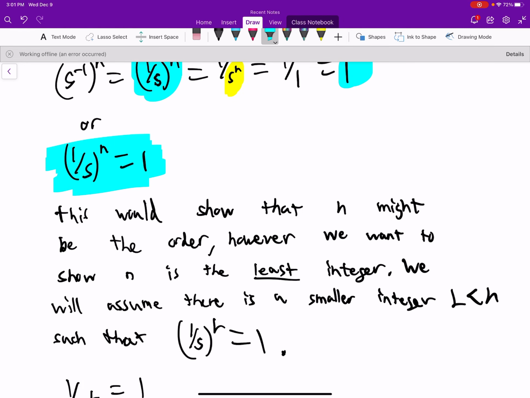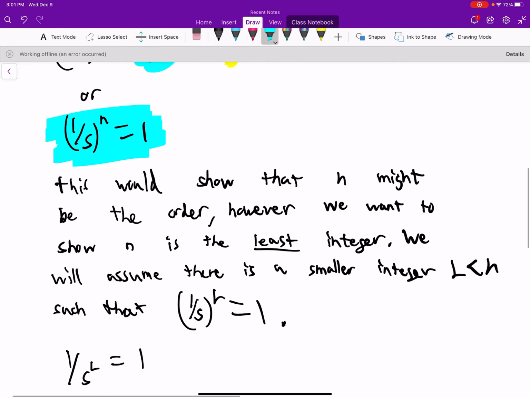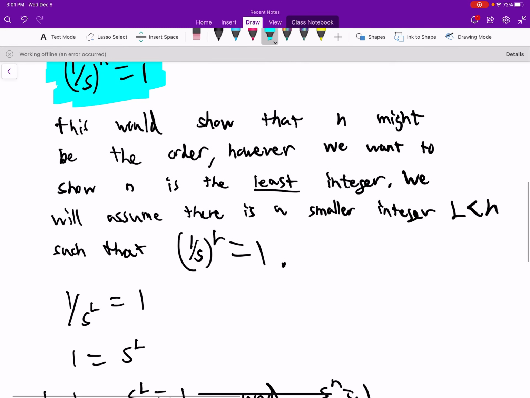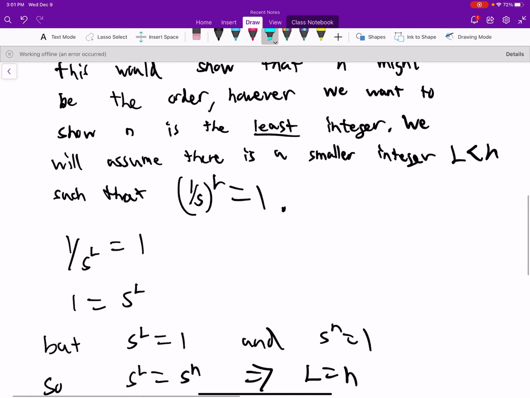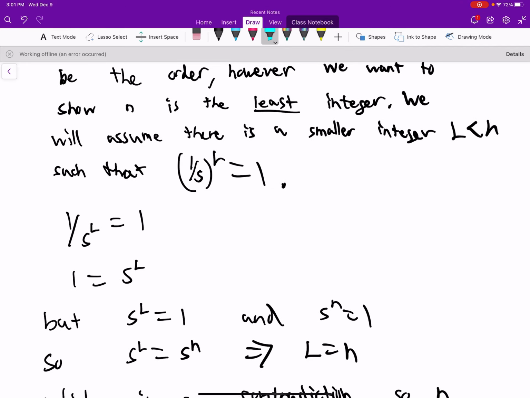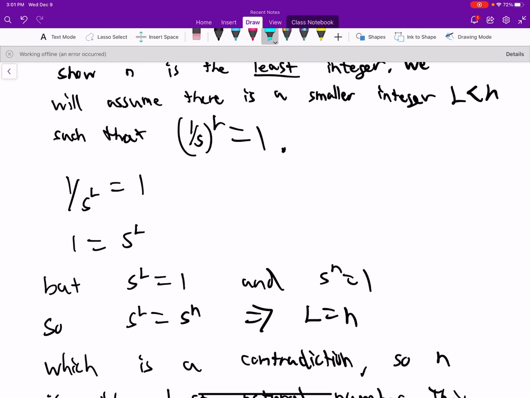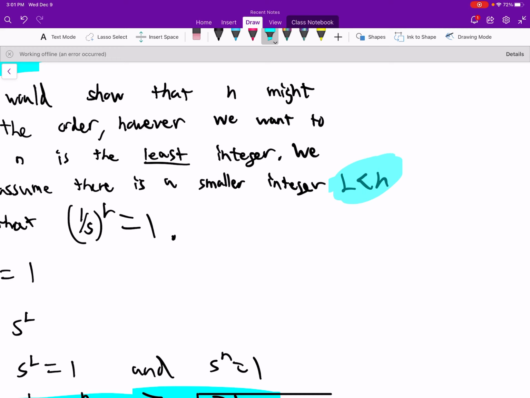We will assume that there is a smaller integer, L, such that L is less than n, such that 1 over s to the L is 1. So that would mean that 1 over s to the L is 1, which implies that 1 equals s to the L. And this is a proof by contradiction. But s to the L is 1, and so is s to the n. So that means s to the L is s to the n, which implies that L is n. That's a contradiction because L is supposed to be less than n.